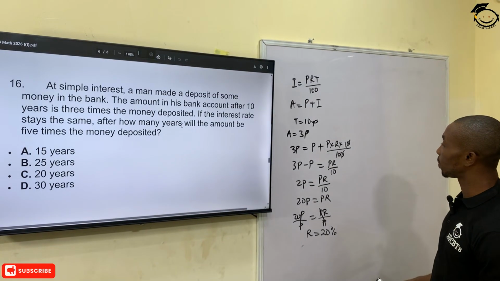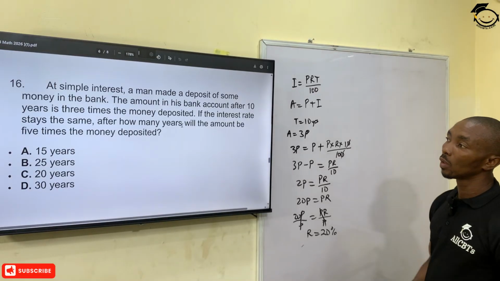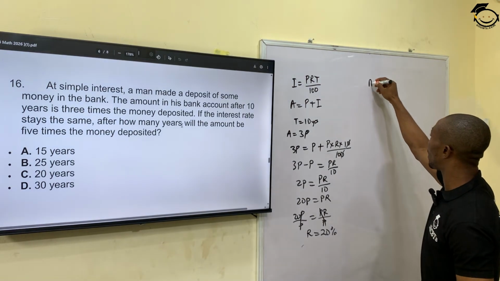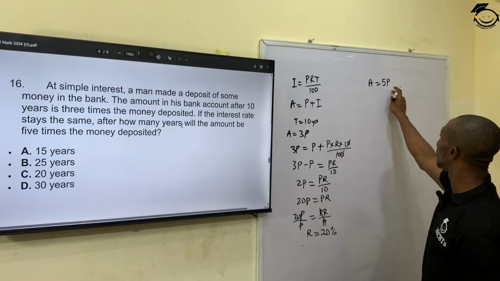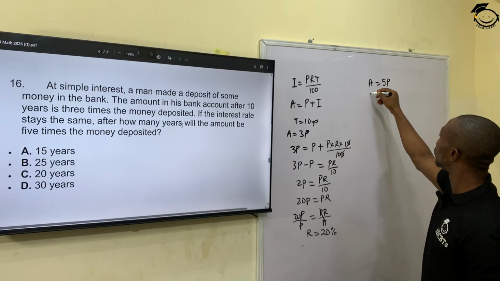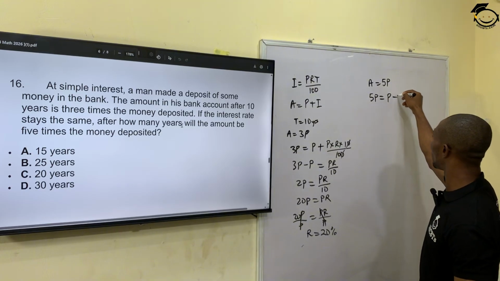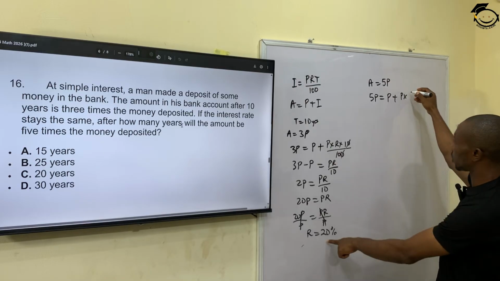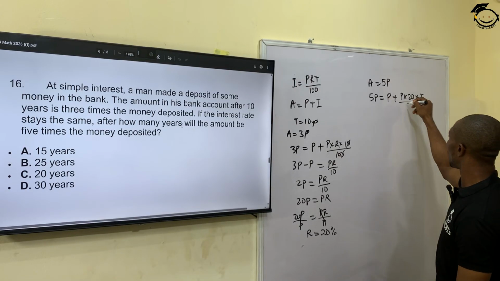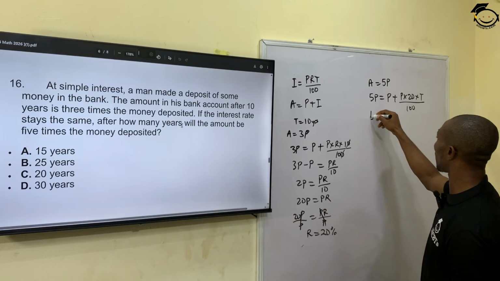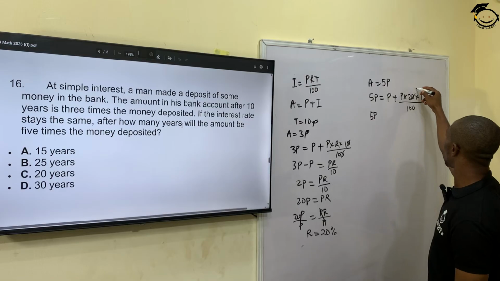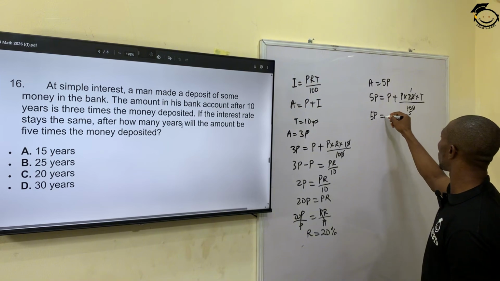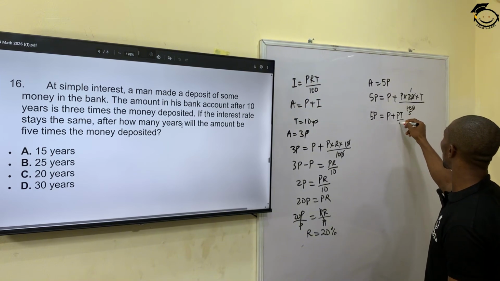Now, since our rate is 20%, we are going to look for how many years it will take for the amount to be 5 times the money deposited. So our new amount will be 5 principal. And we know that amount, 5 principal, equals principal plus interest. Now, our interest still would be principal times rate, which is 20%, times time, all over 100. So this becomes 5p equals p plus pt over 5.